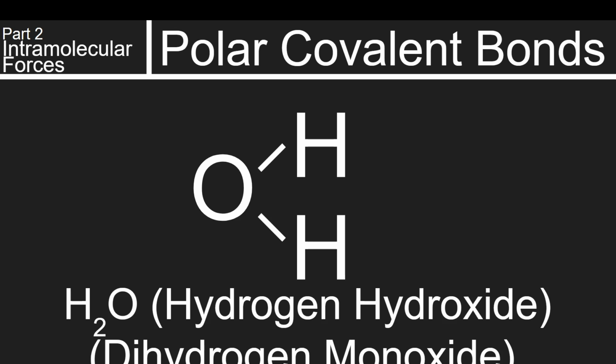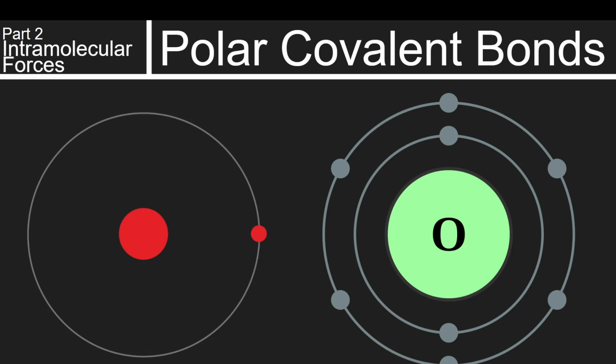All right, so let's take a look at one of the most famous, of course, polar covalent bonds, dihydrogen monoxide, but you probably know it better as hydrogen hydroxide, of course. So hydrogen, very famously, has one proton and one electron, and that's all it needs. Whereas oxygen is 8, so it has 2 on the lower one and 6 valence electrons. So 1 valence electron on hydrogen and 6 valence electrons on oxygen.